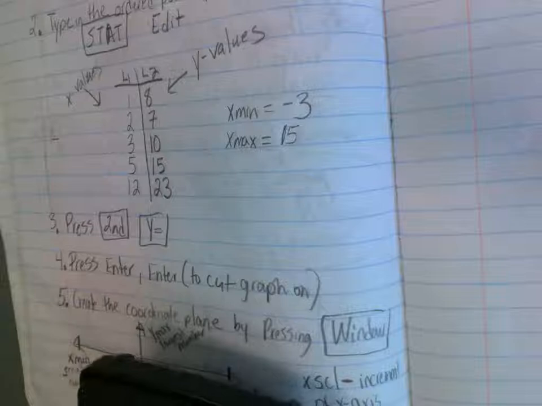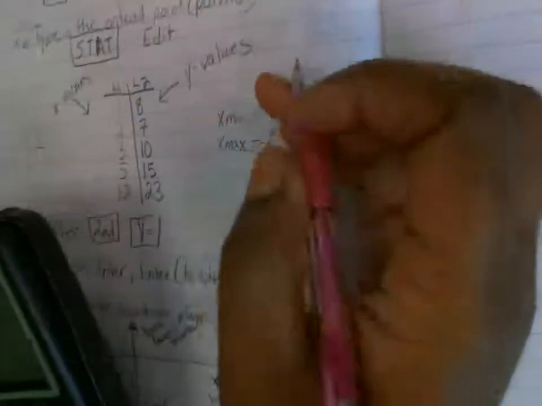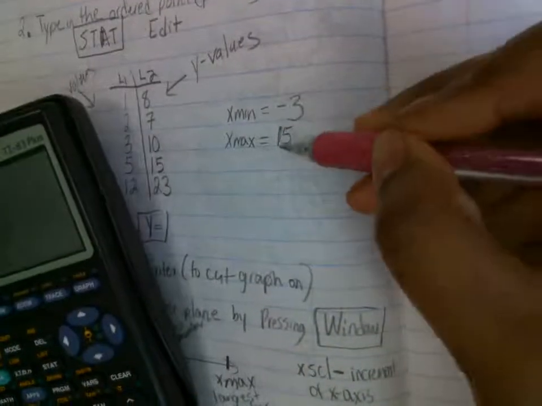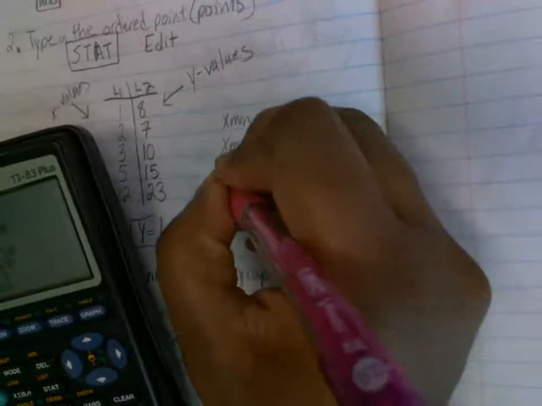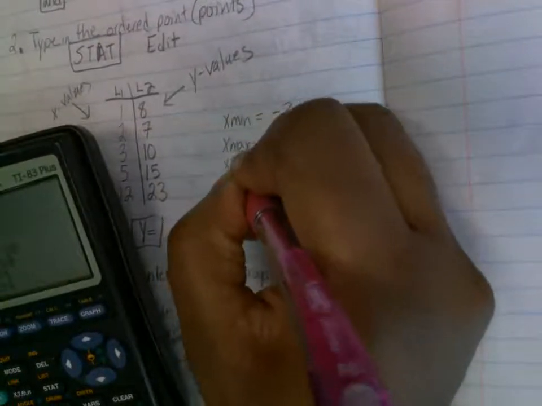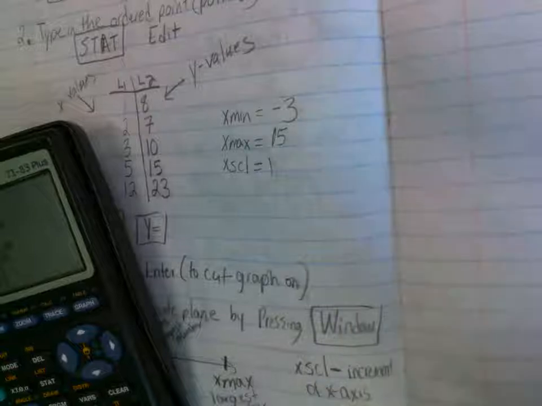For my increments on the x-axis, I just want to go up by ones, because from -3 to 15 is not that many numbers. So x scl is 1. I'm going to go up by ones.